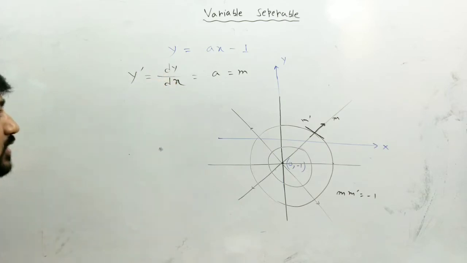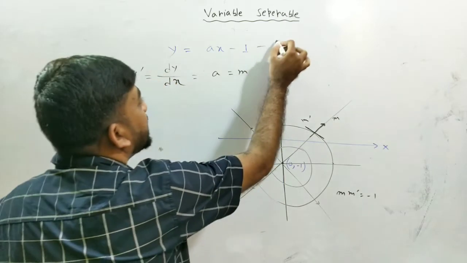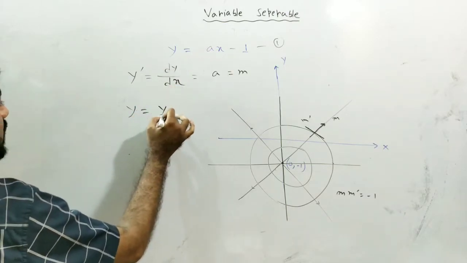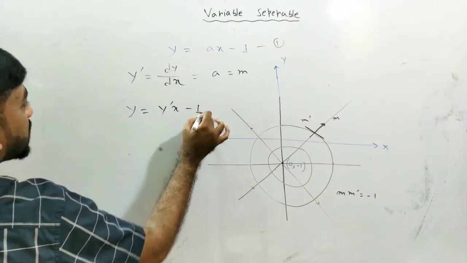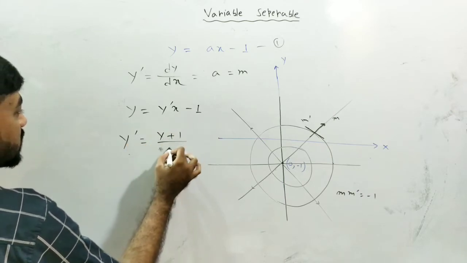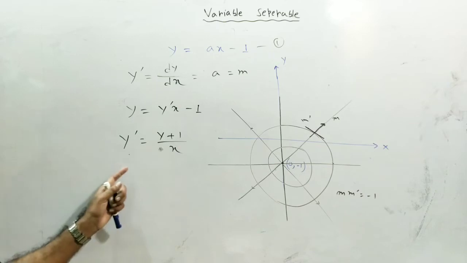Now dy by dx, I can write it as y dash also. If you want to write this equation in terms of y dash, so y is equal to a x minus 1. So what will be y dash? y dash will be y plus 1 divided by x. So this is the slope of this line.